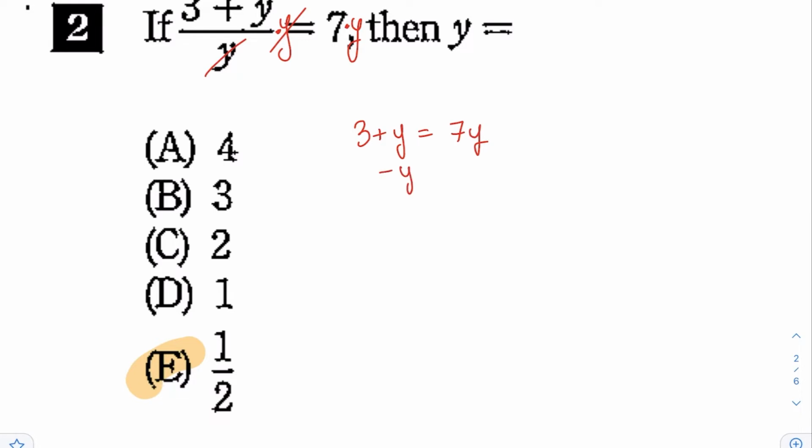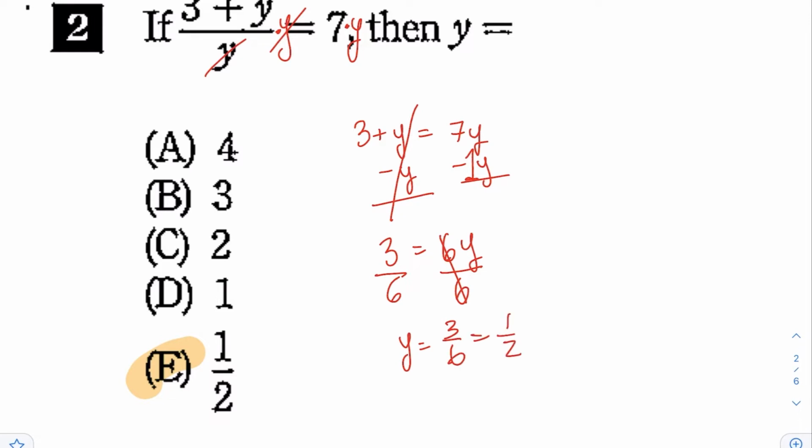From here you can subtract y from both sides, and here there's an invisible 1 as the coefficient. So this really means that 3 is equal to 7 minus 1, or 6y, and if you divide by 6 on both sides, you get that y is equal to 3 over 6, or 1/2. That's choice E.